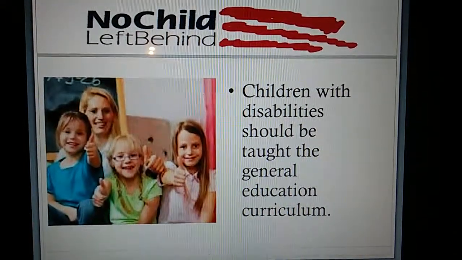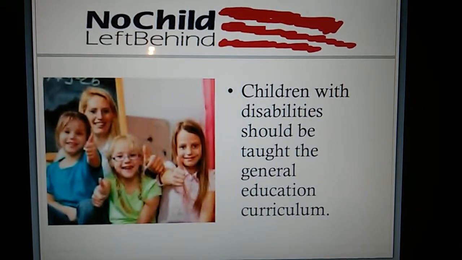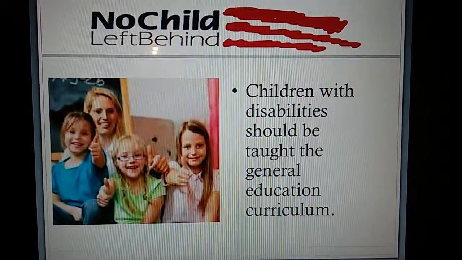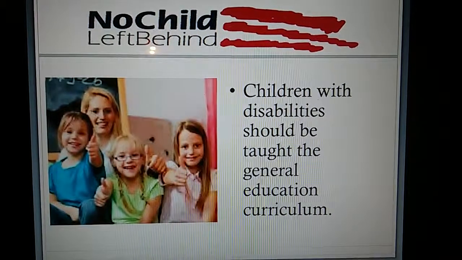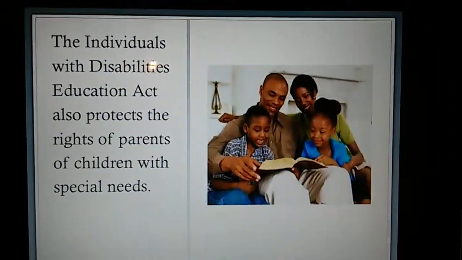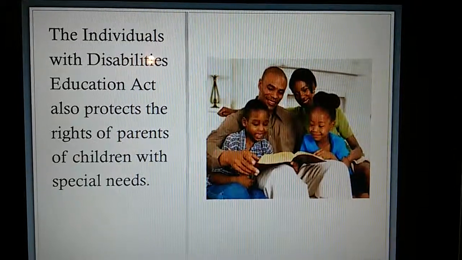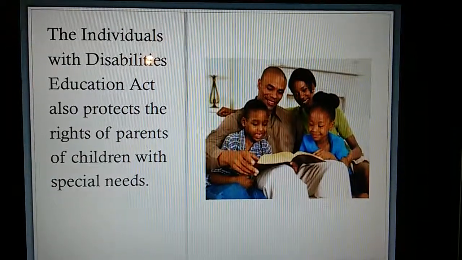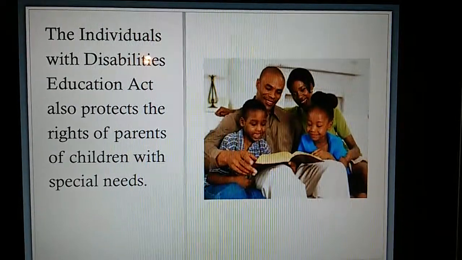Important to the general education teacher, No Child Left Behind mandates that students with disabilities have access to the general education curriculum. The law of IDEA does not only protect the rights of students with disabilities, but also protects the rights of their parents as well.